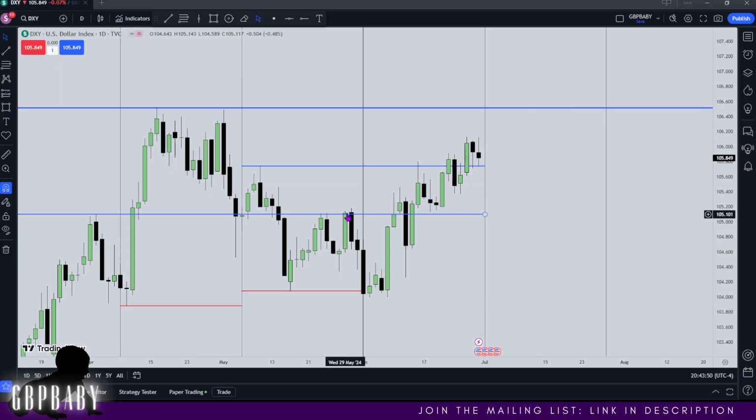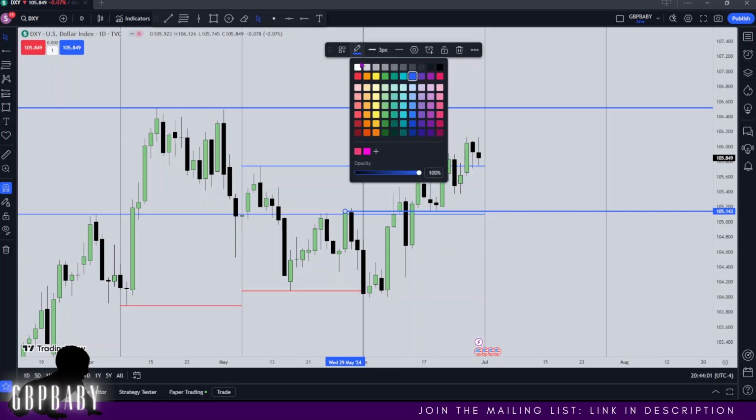So I am very interested in this candle right here, 29th of May, Wednesday, and I'm very interested in the high of it as well. So let's get the high of that marked out, and I'm going to use a ray this time, and I'm going to write IPDA data range breaker.